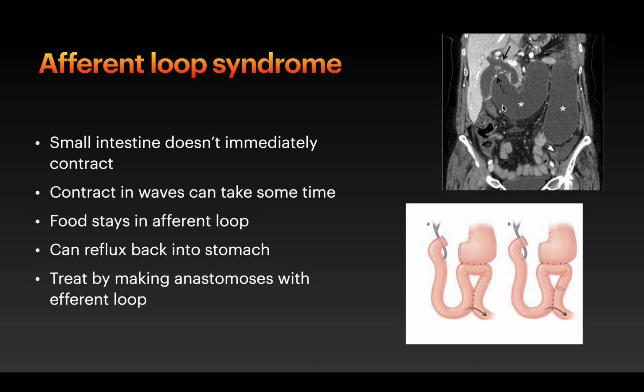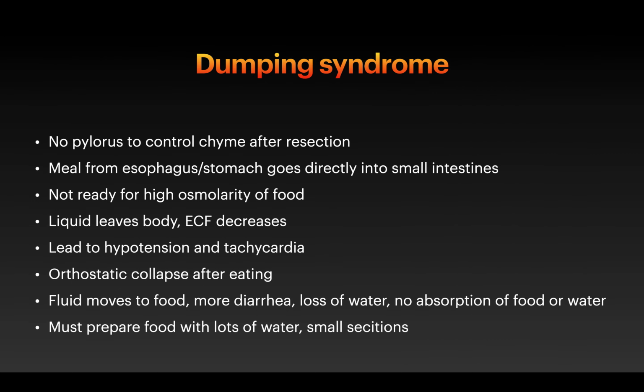So look, this is not supposed to be there, and we just treat that by making an anastomosis with the efferent loop. So we just connect it to allow the food just to pass on through, and just ignore the one little area that doesn't immediately contract.